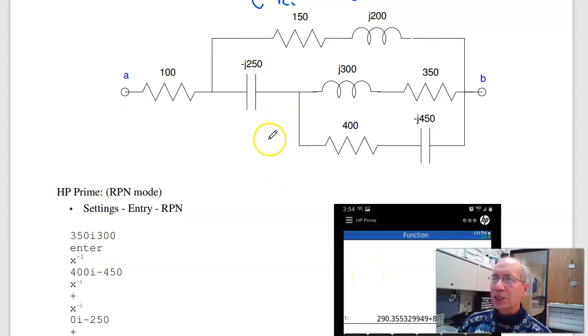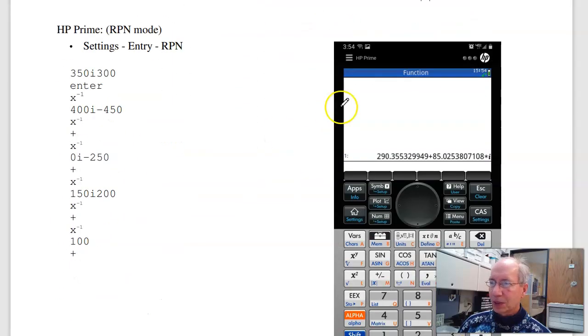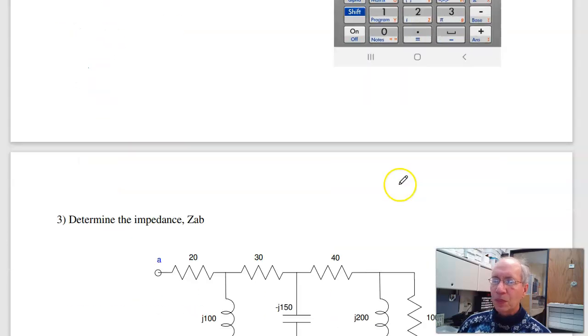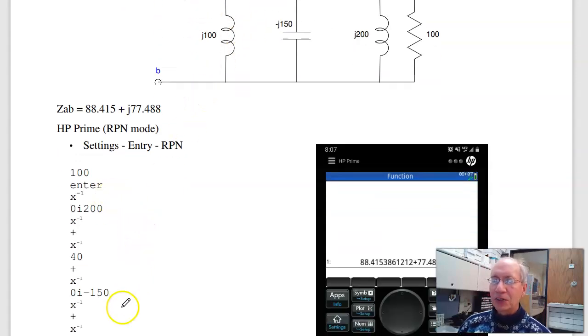But anyway, here's the problem, and the answer is 290 plus J85 ohms. Similar one. Find the total impedance for this circuit. So these are in parallel, series, parallel, series, parallel, series. The entries for that. The net result should be 85 plus J77 ohms.